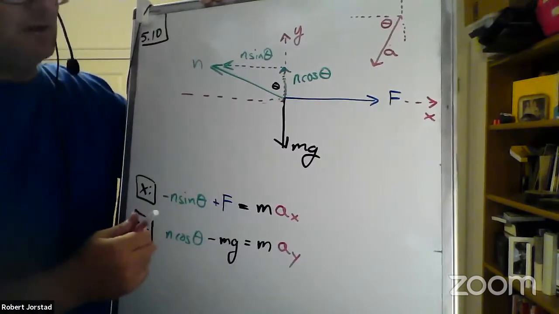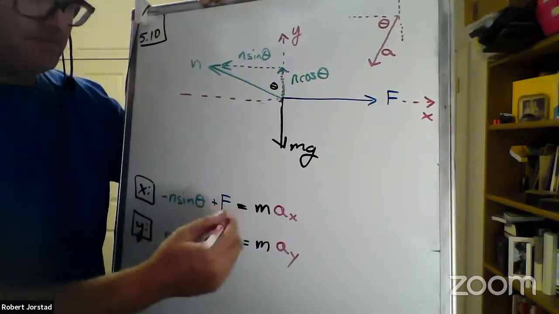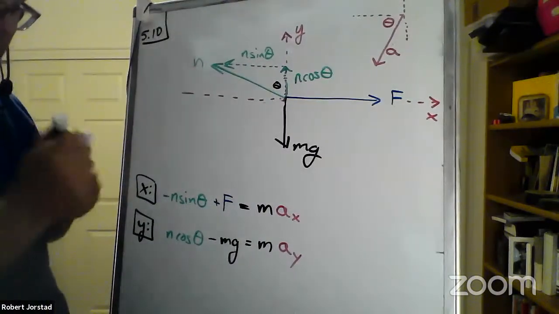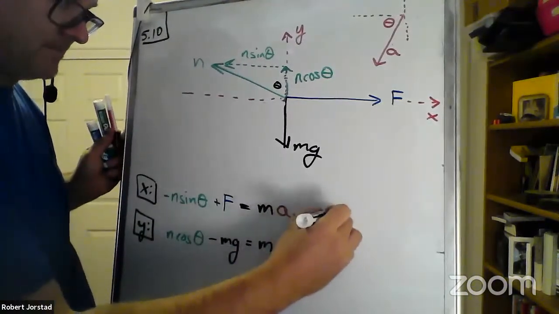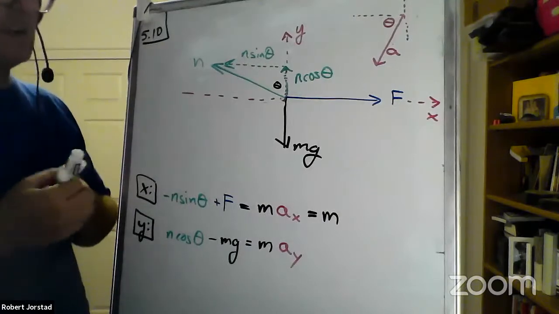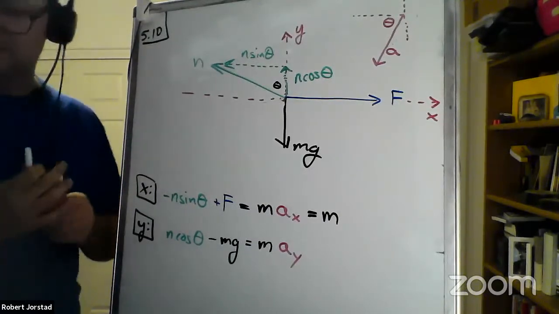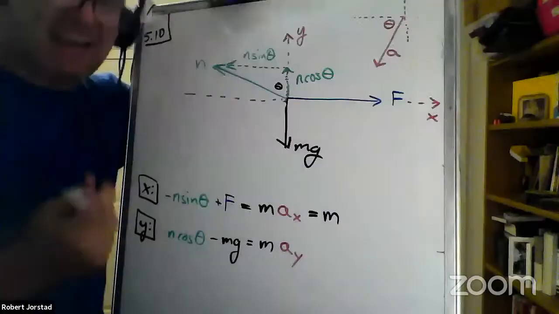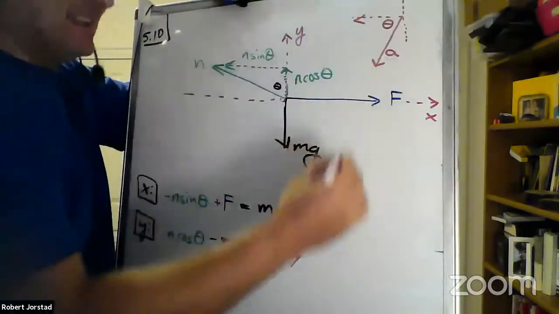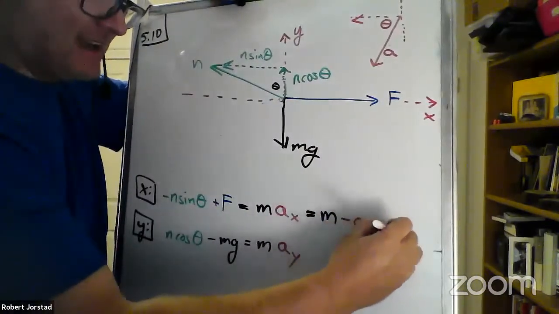Okay, so now what's acceleration in the x? Is it a cosine, a sine? What is it? A cosine theta? Nope. Why not? You're very close. Negative a cosine theta? Yeah, and see what I'm talking about? It's negative a cosine theta.